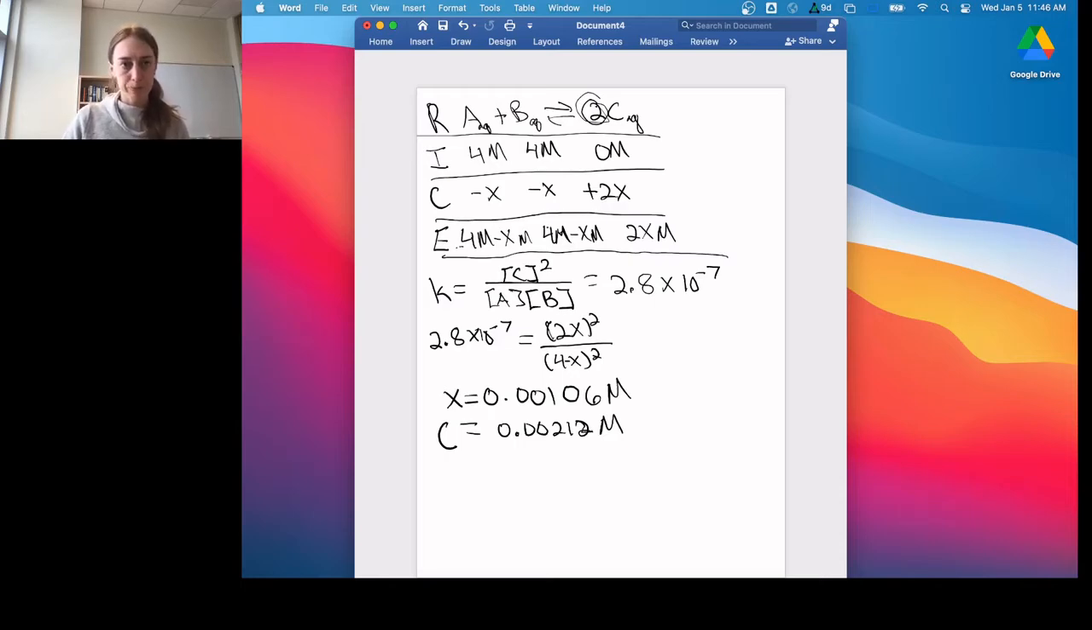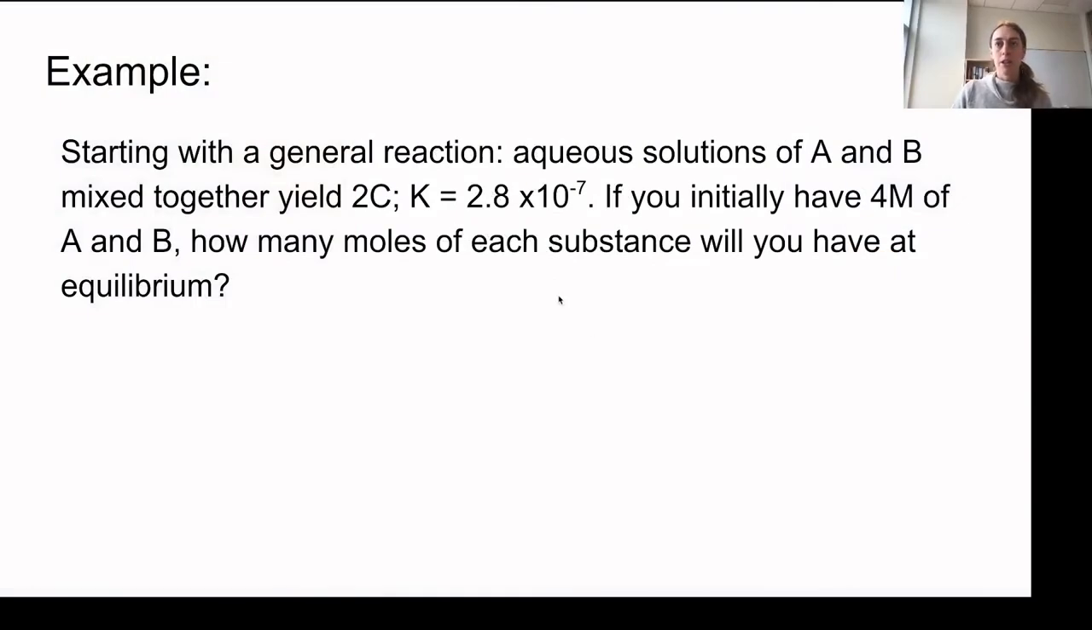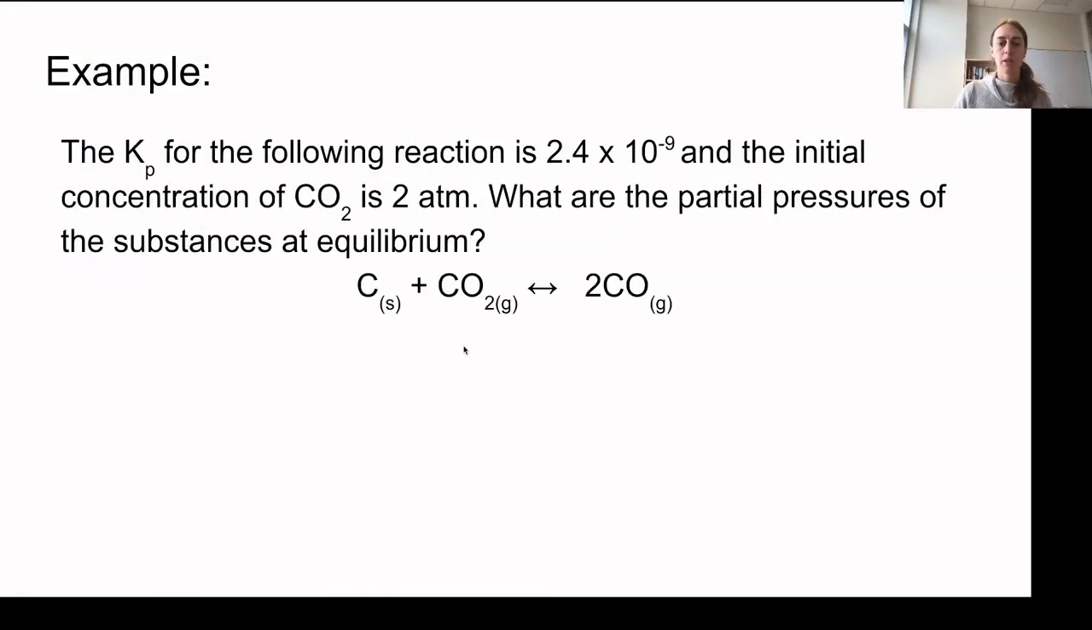But we're just going to keep working through examples. So our second example is using gases and different phases. So the equilibrium partial pressure constant for the following reaction is 2.4 times 10 to the negative 9th. And the initial concentration of CO2 is 2 atmospheres. So what are the partial pressures of the substances at equilibrium? And given this equation, solid carbon plus carbon dioxide yields 2 carbon monoxide.